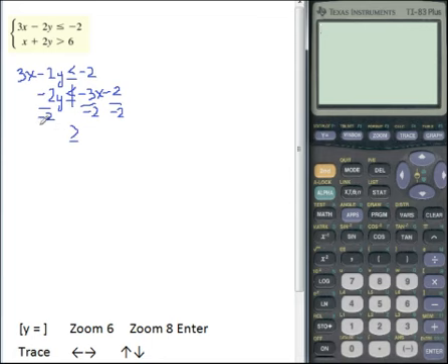Alright, and so we get, and this cancels here, so we get y is greater than or equal to 3/2 x plus 1.